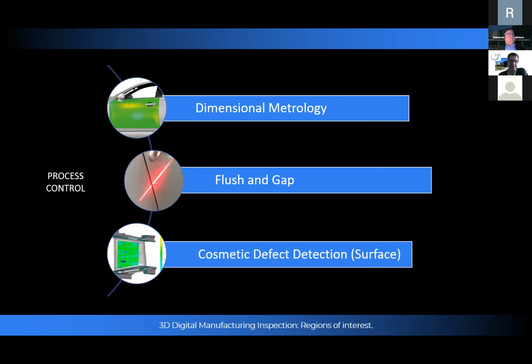So what are the big three metrology areas of interest? They all fall into three categories. One is dimensional metrology, such as profile of a surface, true position. Another one is flush and gap, such as the edges around a bus or where a window meets a frame or the way your door closes. A lot of those measurements are called flush and gap.